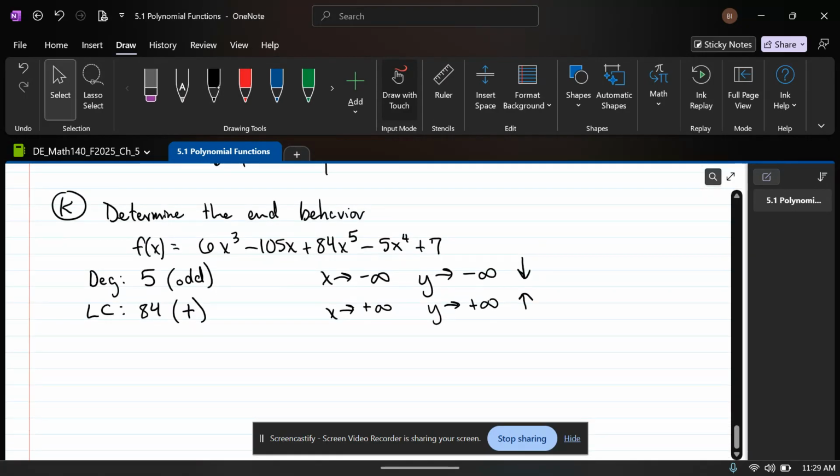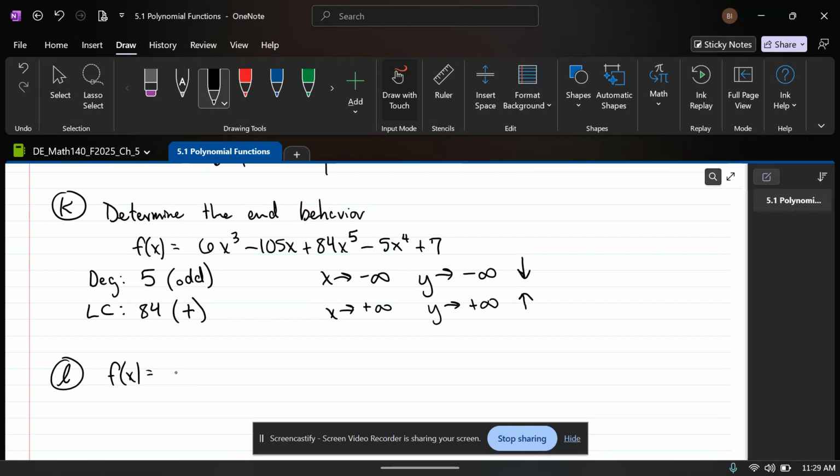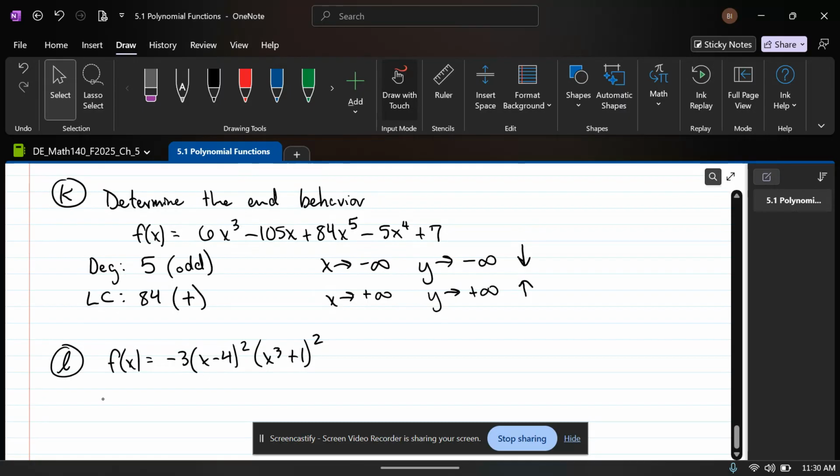One more. Example L. f of x is equal to -3, parentheses, x minus 4 squared, parentheses, x cubed plus 1 squared. Dang it, Mr. Isbell, this was easy. Why are you making it hard? Again, two things is all you need. Degree, leading coefficient.